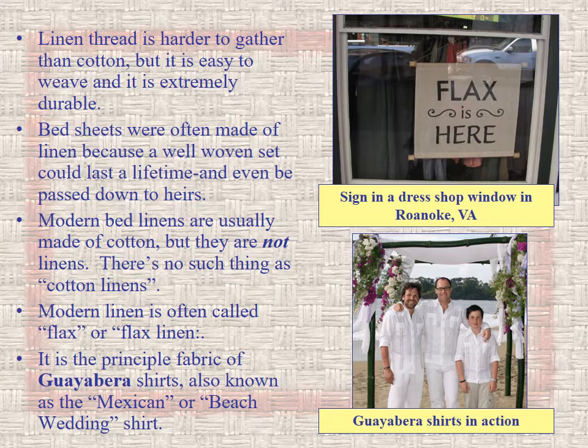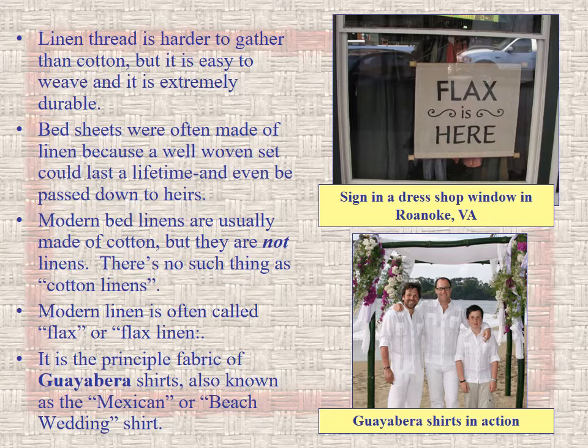So it's still here. You can see on the right the sign of the dress shop. Flax is here. Guayabera shirts or wedding beach shirts are usually made from linen. It tends to be a little kind of translucent at times, particularly if it gets wet. So if it gets wet, you're just wearing a translucent shirt. So try not to do that.